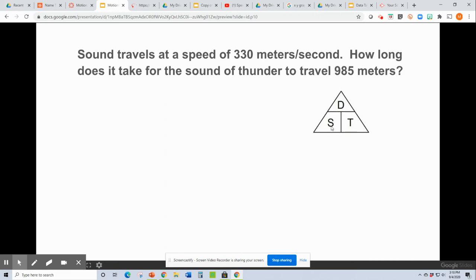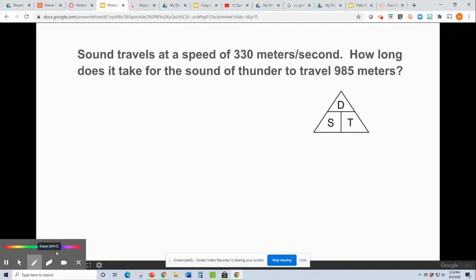There's D for distance, S for speed, and T for time. If you are asked to find speed, you just cross out the S and take the distance divided by time. If you are asked to solve for time, I tell kids to cover up the T and take the distance number you're given and divide it by speed, and that will let you solve for time.